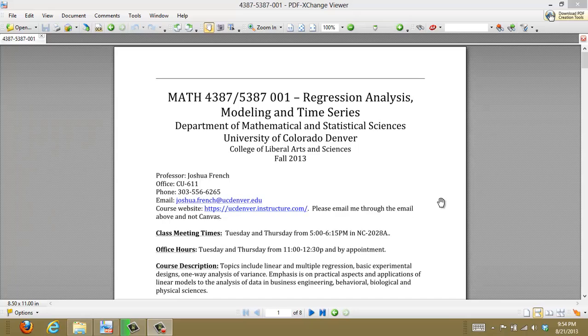This class is a cross-listed course. It goes by Math 4387 or 5387, the difference being whether it's an undergraduate or graduate level version of the class. So really this is two classes in one, taught at the same time, and we'll talk about some of the distinctions as we look more at the syllabus.